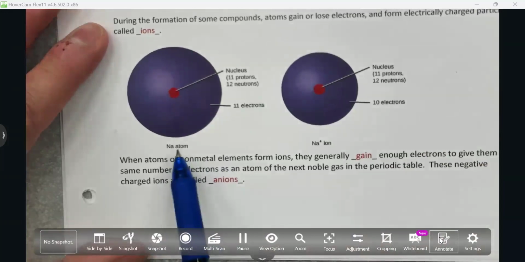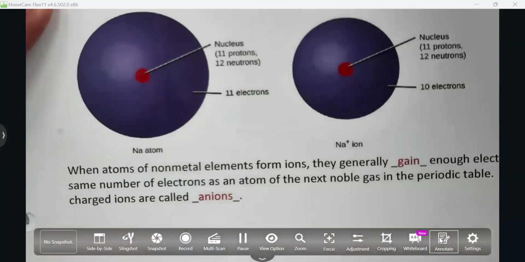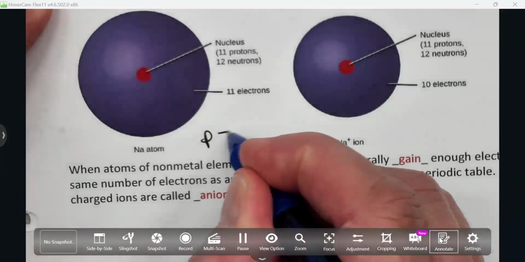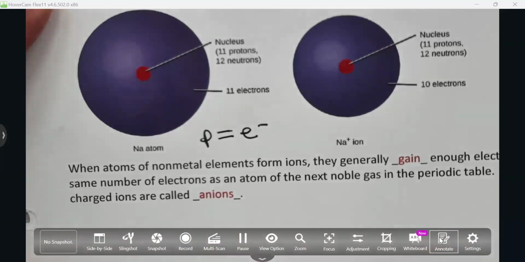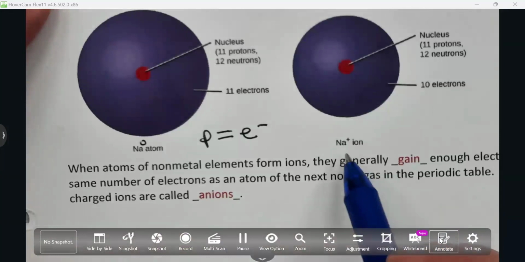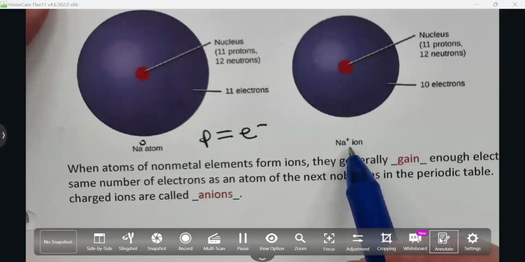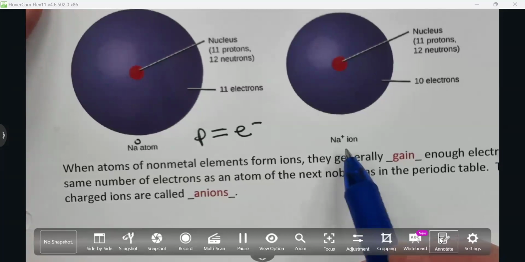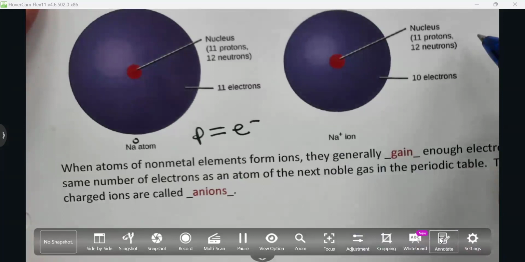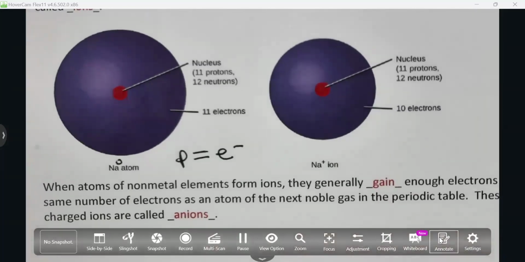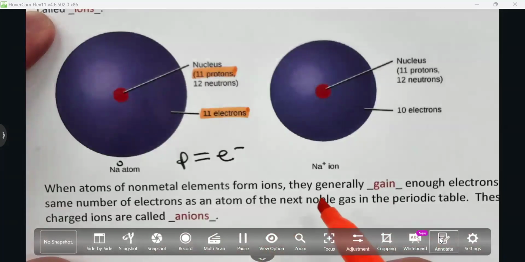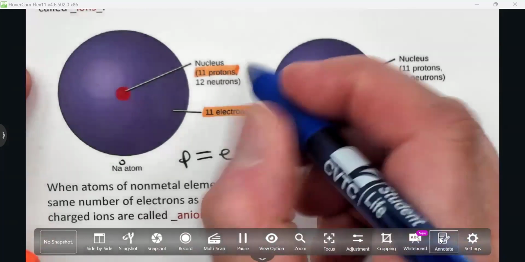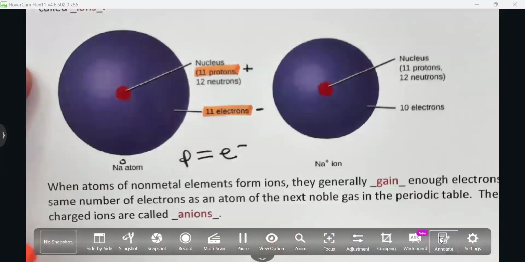This is a sodium atom. What's the definition if you have a neutral atom? Protons have to equal the electrons, right? That is the definition of an atom. It does not have a charge. We can put a 0 right there. No charged ion. How do you form a sodium ion? In this case, we have 11 protons, 11 electrons, right? This is an atom. 11 positive protons, 11 negative electrons.